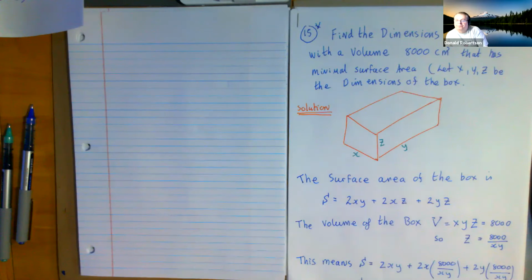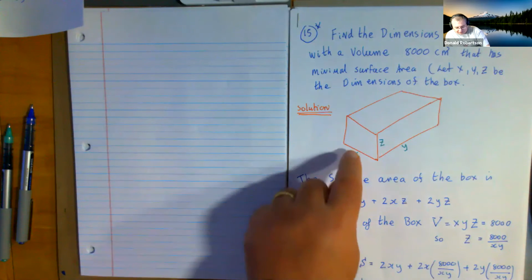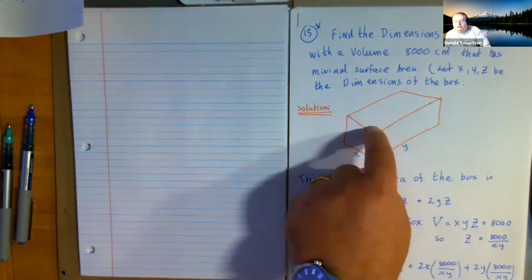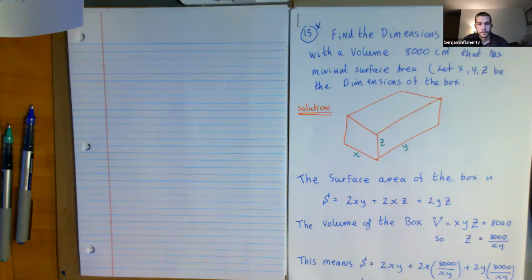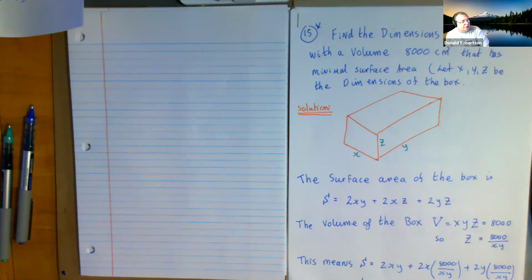It's a PDF. So the problem was: find the dimensions of a box with a volume of 8,000 cubic centimeters that has the smallest surface area. The question says, let X, Y, Z be the dimensions of the box. So I've decided to call this X, this Y, and this Z. What shape do you think this box is going to be, the most efficient and therefore minimum surface area? Cube. It's going to be a cube. But we have to prove it, right? So we're going to do the math to get there.